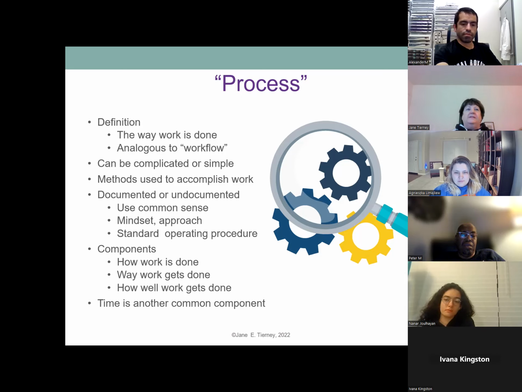So the process is the way the work is done, the steps that need to be taken, the way the work is broken down to allow it to be done in a sequence that's going to give us a finished good that is what we want. So it can be really simple, or it can be really, really complicated.